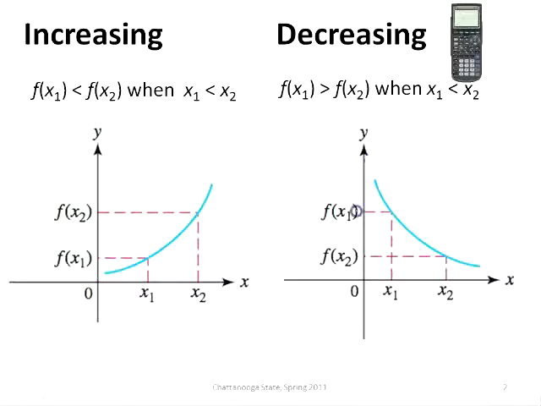When a graph is decreasing, if your first x is smaller than your second x, your first y would be larger than your second y. That's for a decreasing graph.